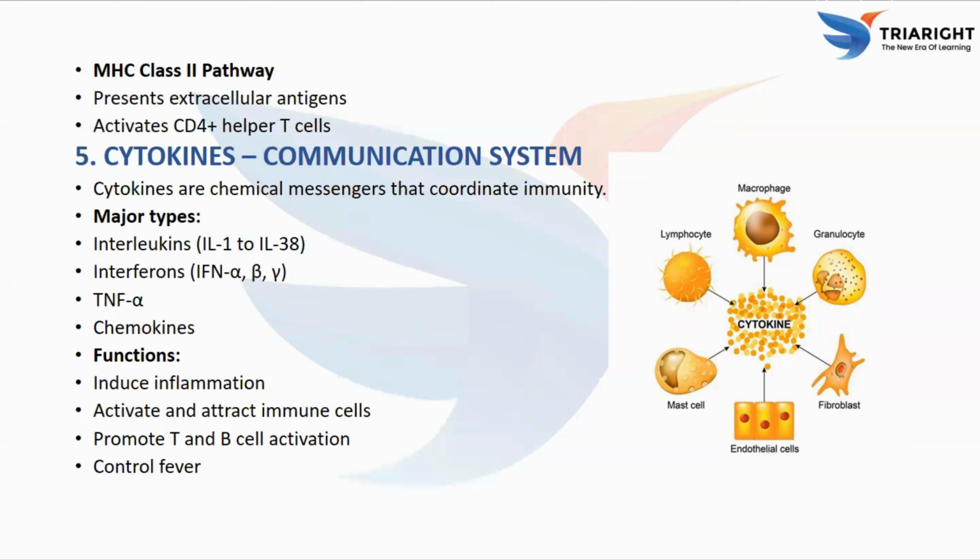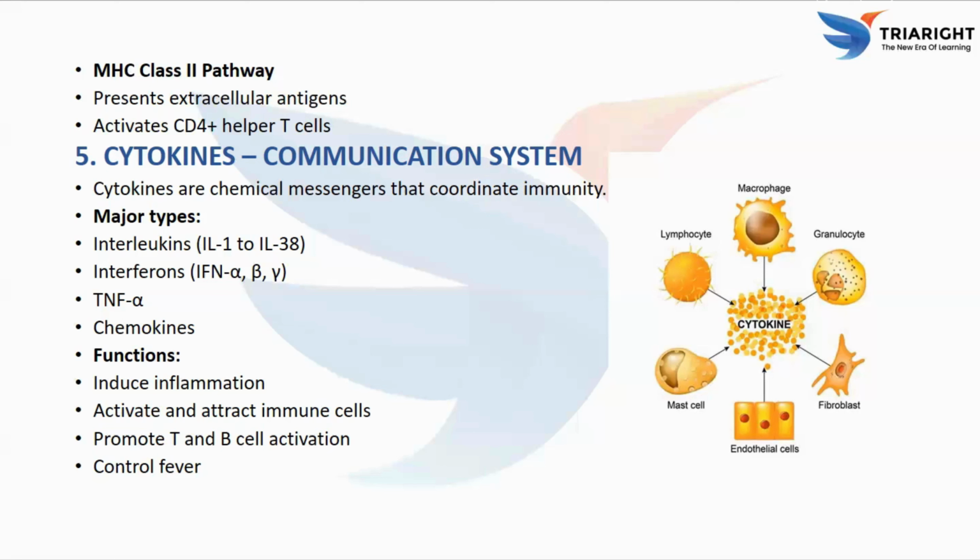So IL-1 causes fever. IL-2 causes T cell growth. IL-4 causes B cell activation and IgE class switching. Every interleukin has its specific function to perform. And there are major types of interferons: interferon alpha, beta and gamma. These are primarily antiviral. They block viral replication and they activate NK cells.